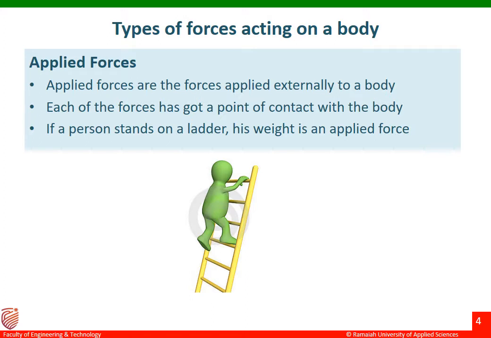Types of forces acting on a body. Let us discuss some of the forces which are acting on the body. First one is applied force. What do you mean by applied forces? Applied forces are the forces applied externally to a body, that is, which are applied from an external source. Each force has got a point of contact with the body there. If a person stands on a ladder, his weight is an applied force.